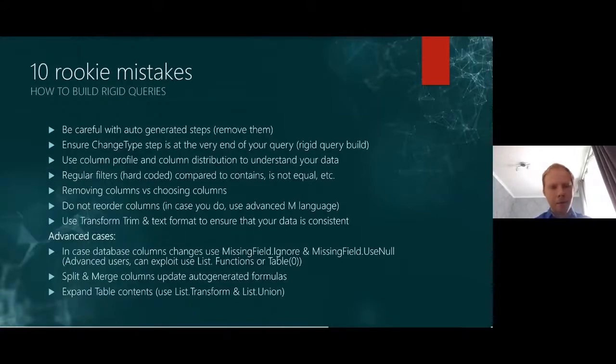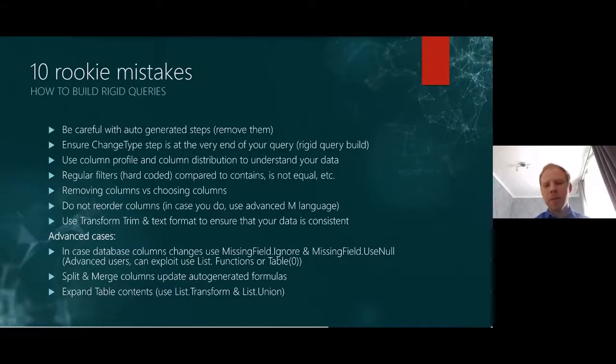Then I will go through the typical 10 rookie mistakes that people make, and how you can build rigid queries. The first thing is you have to be careful with these auto-generated steps. Usually the typical auto-generated step is this change type. For me, change type is one of the worst query functions that you can have, because it will expose all of your column headers. And if some of the column headers change whenever you update your report, then of course the query will break, because it will not find that same column name inside your data.